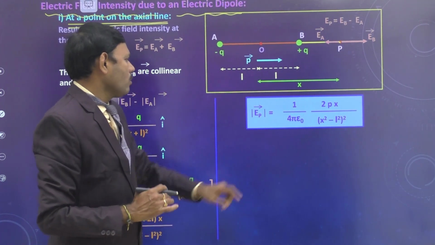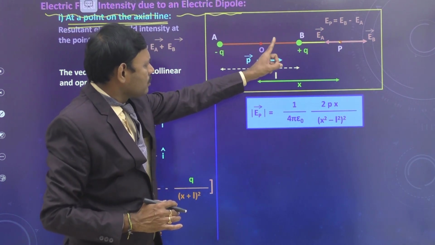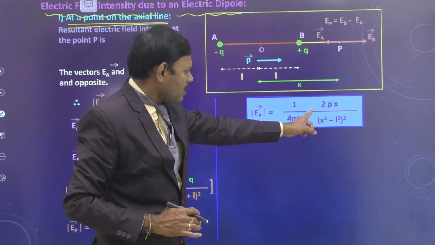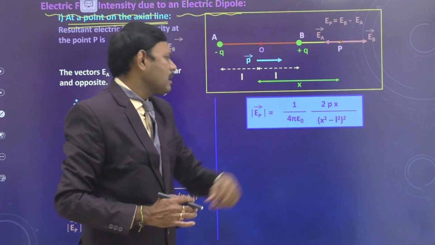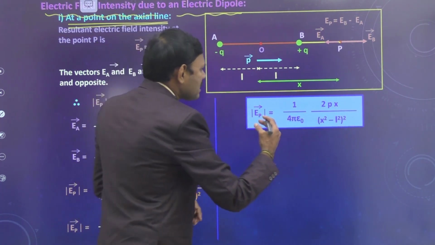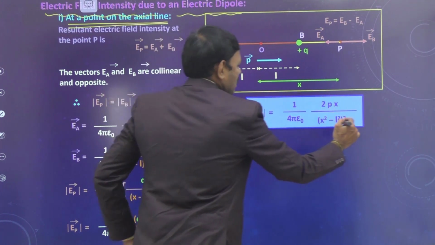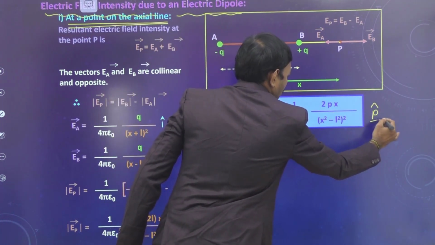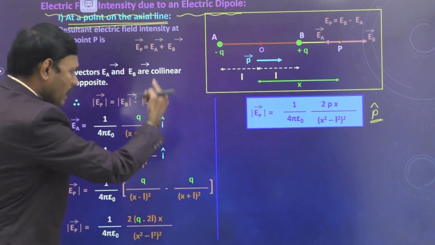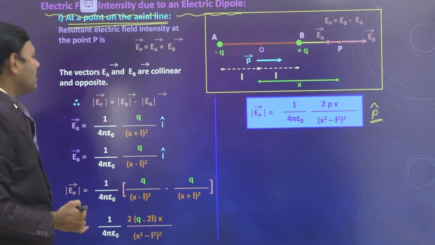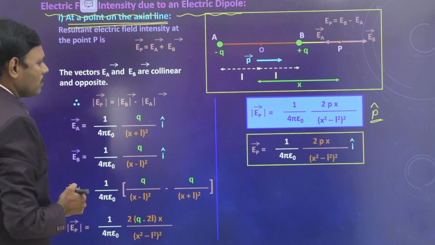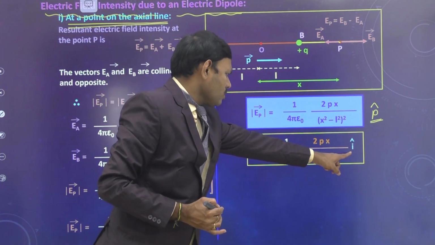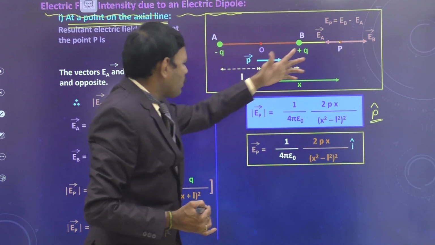In such a scenario, the electric field due to the given dipole on the axial line is given by 1 by 4 pi epsilon naught, 2px by (x square minus L square) whole square, and it is directed along p cap, along the direction of dipole moment. So here this p cap shows the direction of dipole moment.